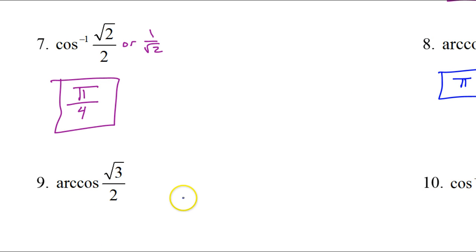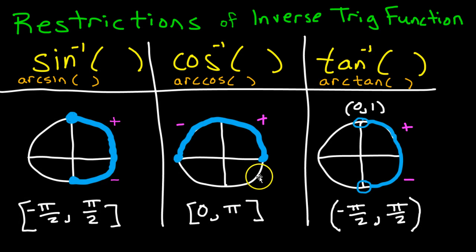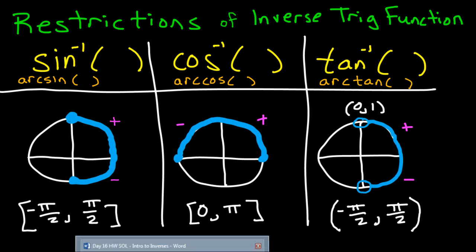Okay, number 9. Arc cosine of radical 3 over 2. Arc cosine is an angle. It's the angle whose cosine is radical 3 over 2. We've memorized that that is pi over 6. Cosine of pi over 6 is radical 3 over 2. Also, pi over 6 is within the range that is defined for inverse cosine. Alright, it's in the top half of the circle, so it's okay.